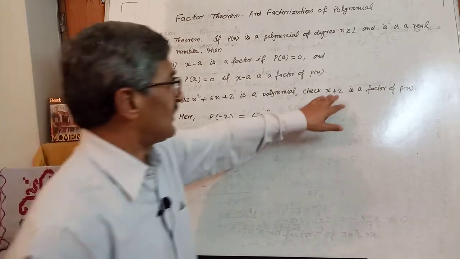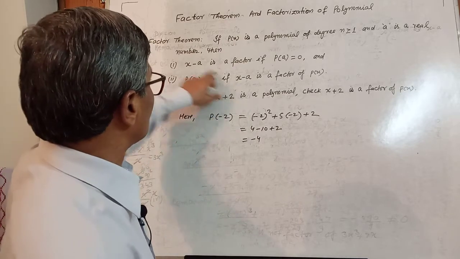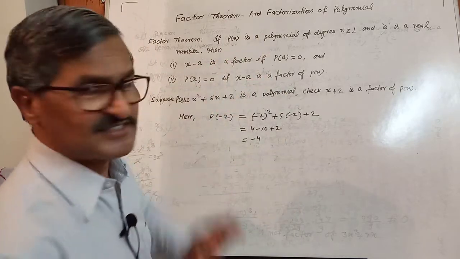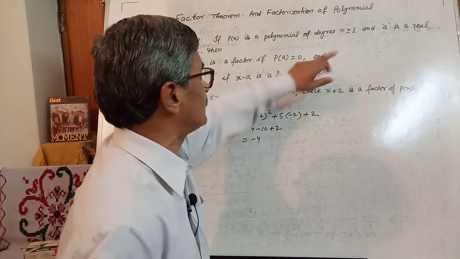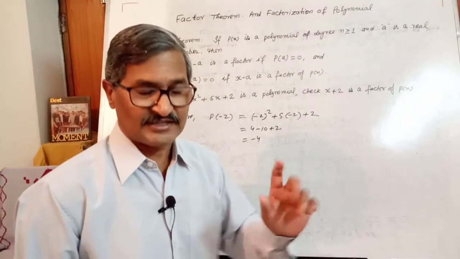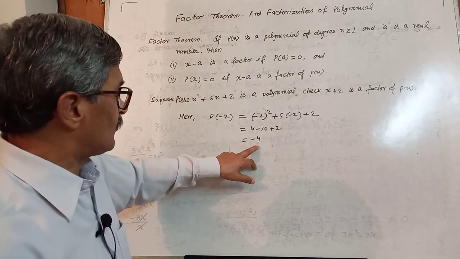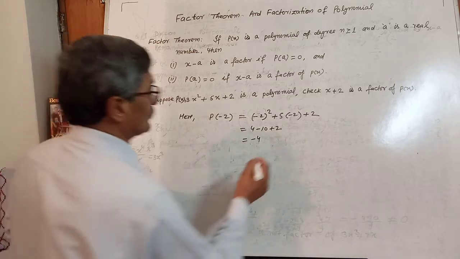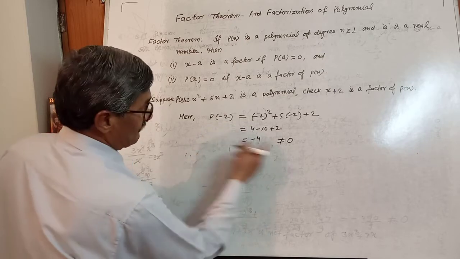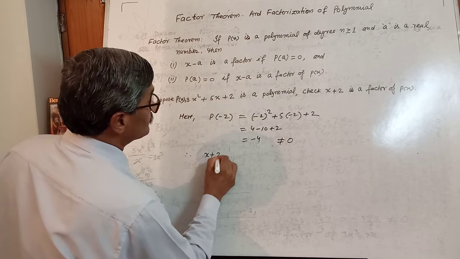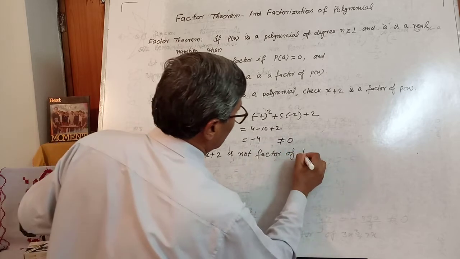Then we can say that x plus 2 is not a factor, because if p(a) is equal to 0, then only x minus a is a factor. Here we are getting p(-2) equal to 4 minus 4... which is not equal to 0. Therefore the decision is, since this is not equal to 0, x plus 2 is not a factor of p(x).